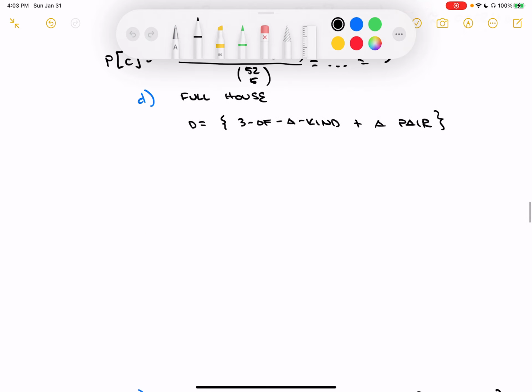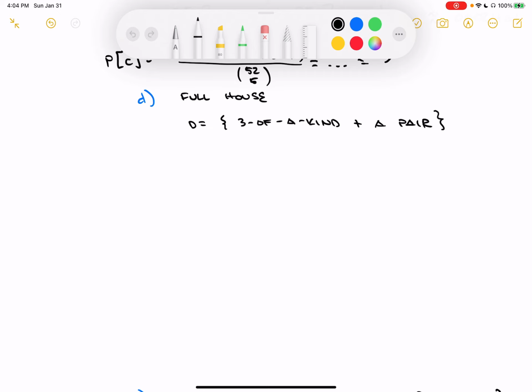How about this next one, a full house? A full house is having a three of a kind, and then a pair. Just because of the nature of this, the pair can't be of the same face as the three of a kind. There's not enough cards for that. So this is something that we're going to try to count out as well.